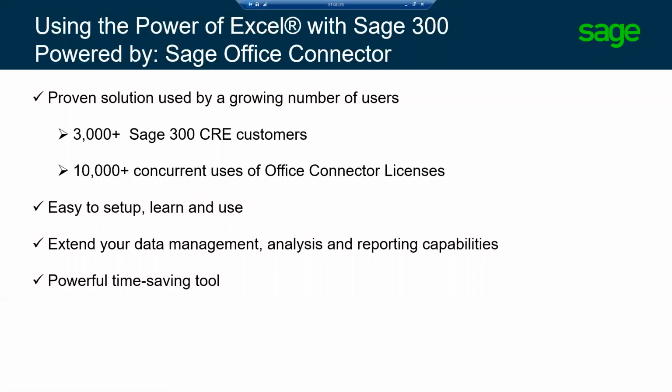So, just the high level overview, the product penetration. Sage Office Connector is a Sage technology. It's white label. It's a Sage product line, and it was created by Event One Software. Sage sells and markets it.